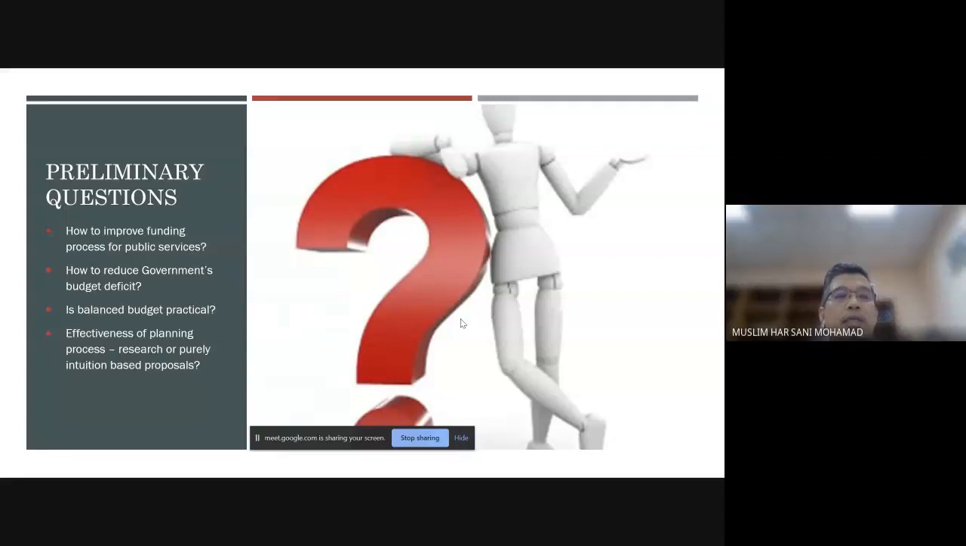How to reduce the government's budget deficit. I think at this point you are fairly exposed to what budget deficit means for government. Is a balanced budget practical? And lastly, the effectiveness of the planning process. Planning for budgeting purposes, because planning must take place, and then with that, budget will be provided. So should the planning be research-based or purely intuition-based proposals? Intuition means basically prior year experience. Is that good enough? Or based on research, getting inputs from various stakeholders, and then deciding what is best, how to deliver those services and in what way, and what the sources of solutions are. So I designed your assignments to be almost similar, for you to be able to answer those questions as well.